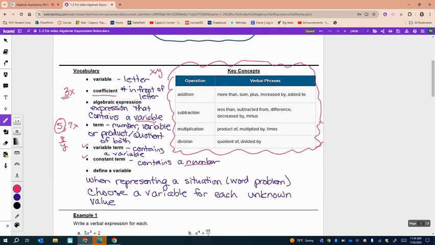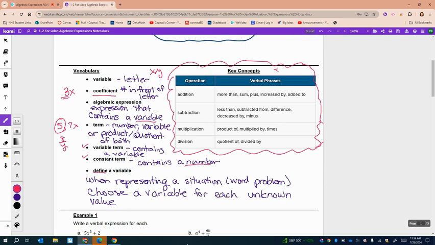Now, when we get later in the lesson today, we're going to talk about a phrase that says define a variable. So what does that mean? So when you're representing a situation, such as a word problem, you're going to choose a variable. That's defining it. You're going to choose a variable for each unknown value and try to solve or go from there.